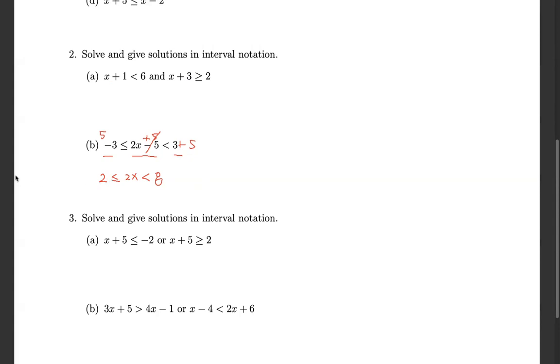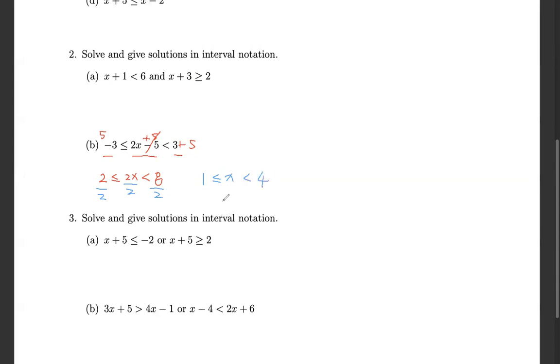Now I see the middle one, I have 2x. I want to get a 1x. So I divide by 2. I need to divide by 2 for 3 sides. Divide by 2 for the left-hand side, divide by 2 in the middle, divide by 2 on the right-hand side. So I do things simultaneously for 3 sides. Now 2 divided by 2, I get 1. 2x divided by 2, I get an x. 8 divided by 2, I get a 4.